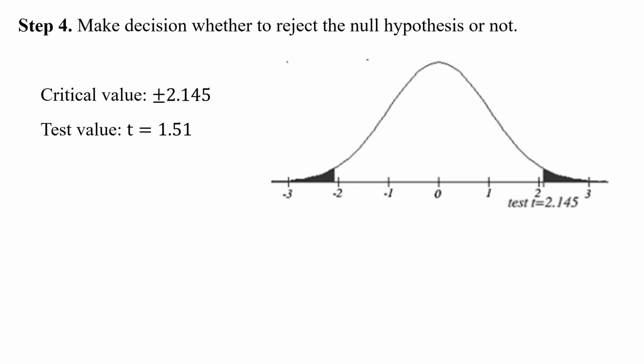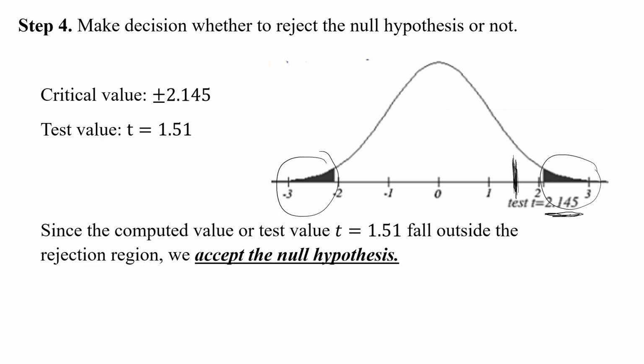Si 1.51 is less than kay positive 2.145. So, nandito siya. Assume natin nandito siya sa gitna ni 1 and 2. So, hindi siya nag-fall doon sa ating rejection region. Ibig sabihin, we need to accept the null hypothesis. Okay?